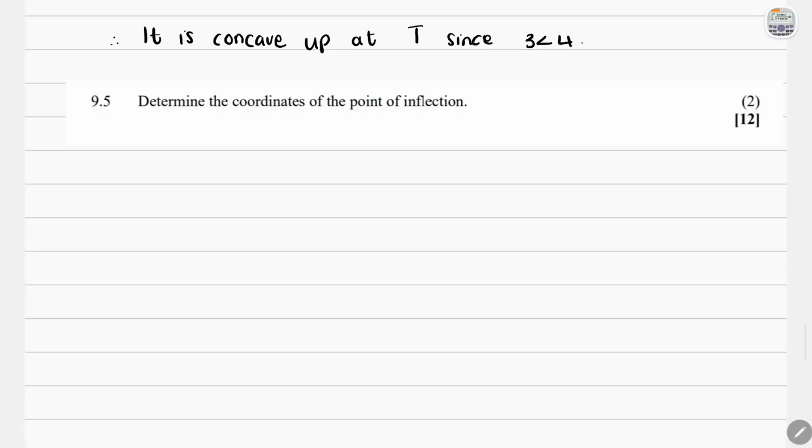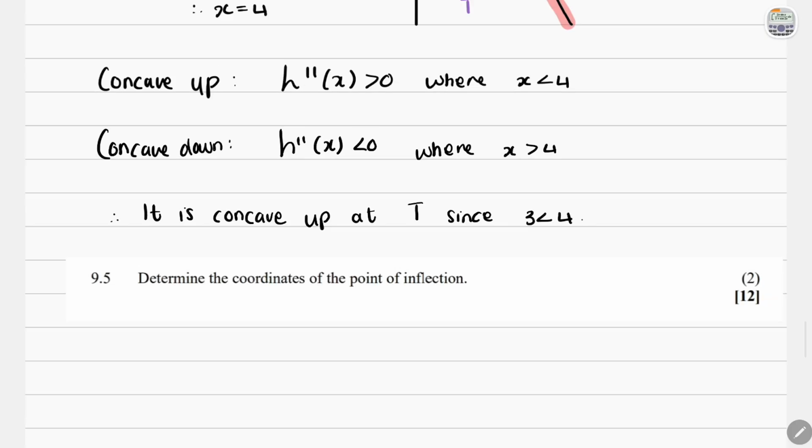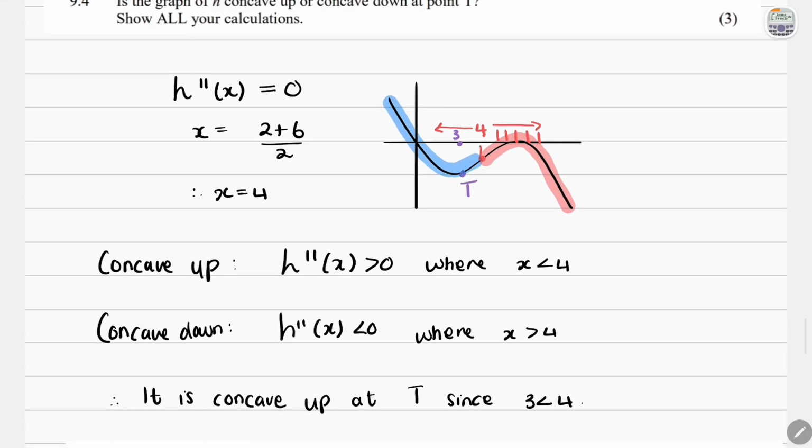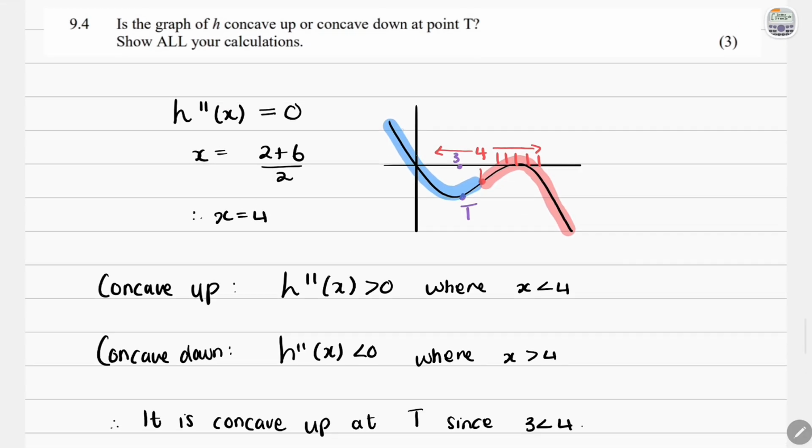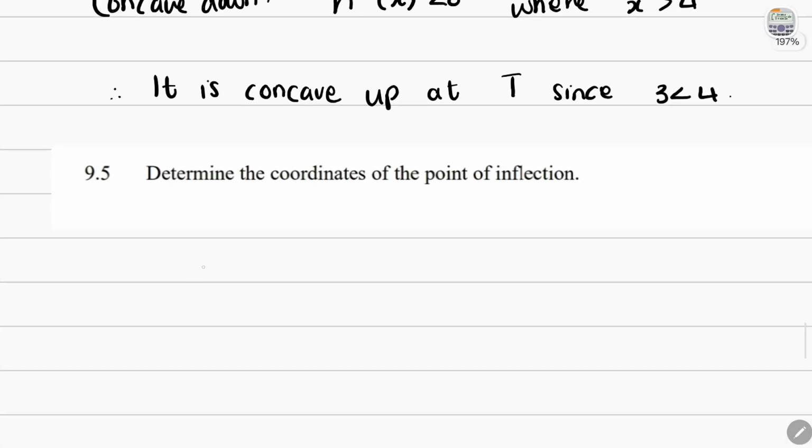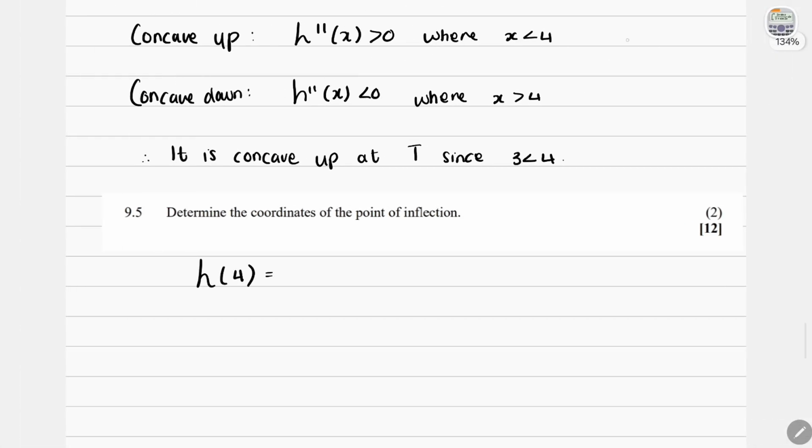The last question for question 9, 9.5, says, determine the coordinates of the point of inflection. Okay, we already have the x value of the point of inflection, and we have the full equation of h. Just substitute that x value of 4 into the equation of h so that you can find its corresponding y value. Okay, so we know that we just have to find h of 4, and let's substitute.